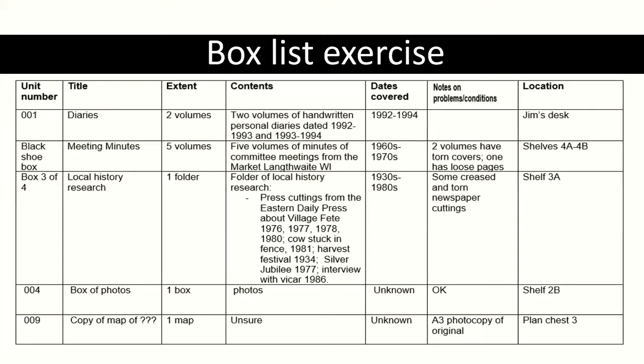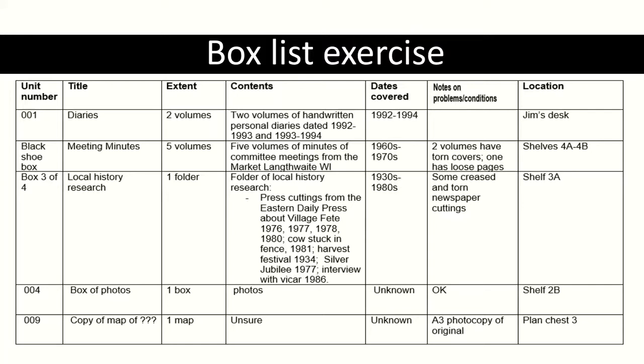Here are our suggestions to improve this box list. Starting with 001, Jim's desk is not a useful location. Will people know where that is? It doesn't sound like a suitable long-term location. Does this entry need a condition note added? Has it been left blank because there is nothing to note, or has it not even been considered? Decide in your group whether it should be filled out and if the condition is acceptable, and be consistent. Because the contents contains personal diaries, you could flag that this will need checking for personal data, and you could add this to the notes.